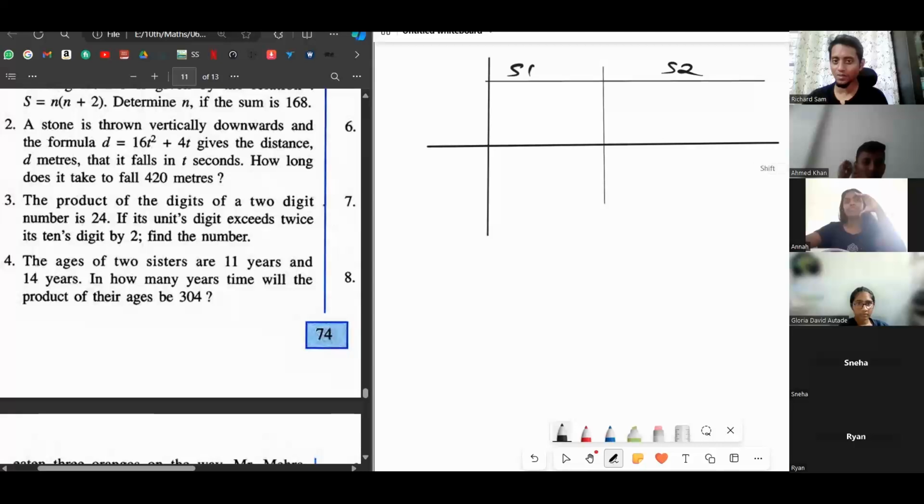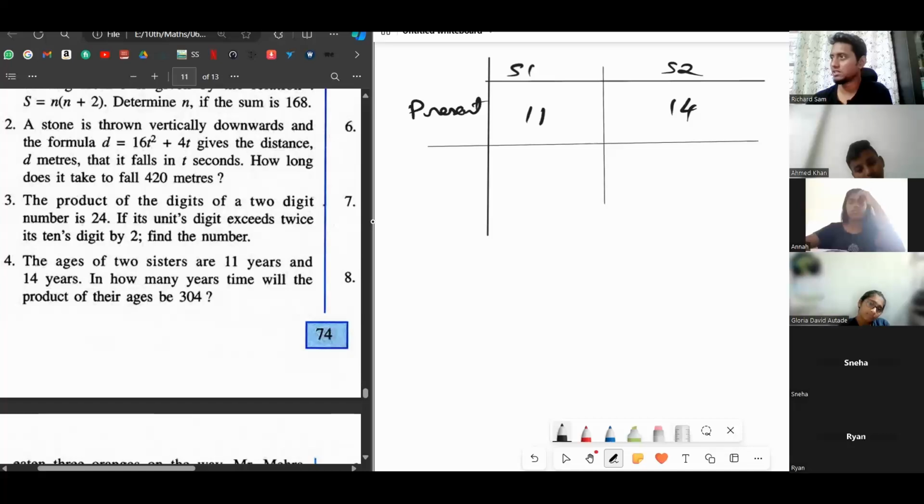Here we have two different time periods, like 2000 and 2005, whatever. In the first time period, what were their ages? The ages of the two sisters are 11 years and 14 years. So these are their present ages. Next statement: in how many years' time will the product of their ages be 304?